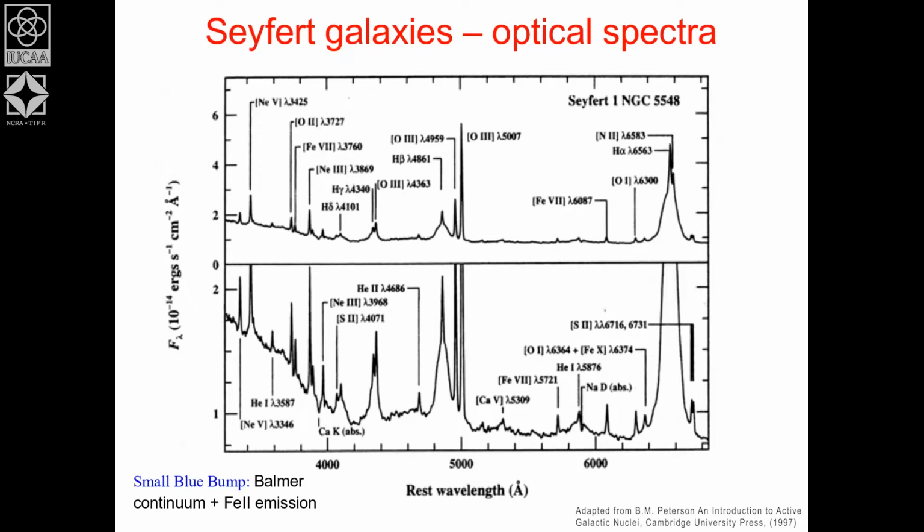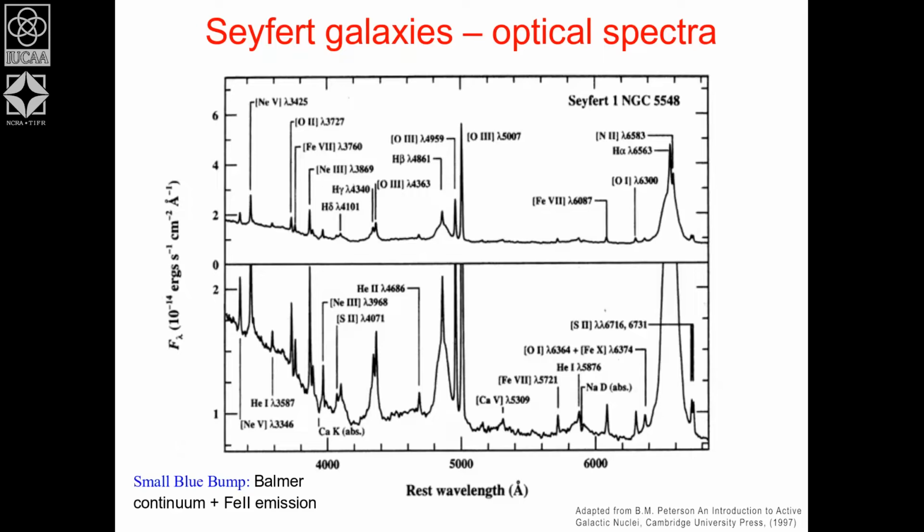there is this nitrogen II line at 6583. There is also this oxygen I line at 6300. So the characteristic of these AGN, as observed in the optical spectra, is that they have a very strong continuum, they have broad emission lines, and they also have narrow emission lines.